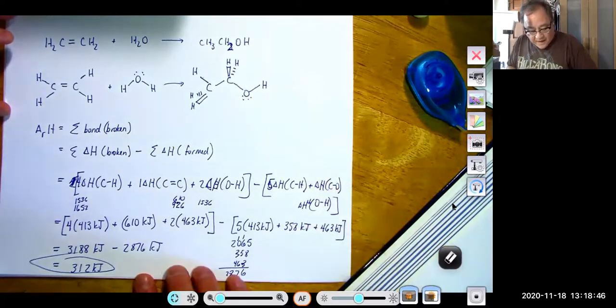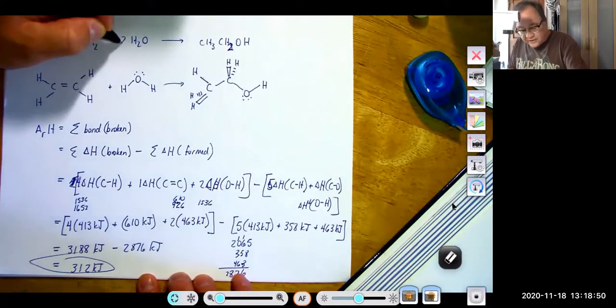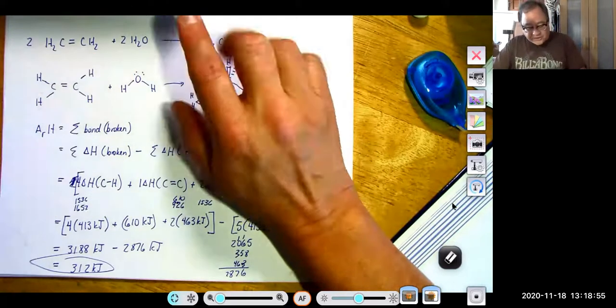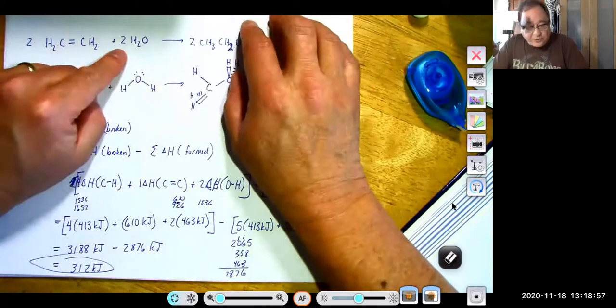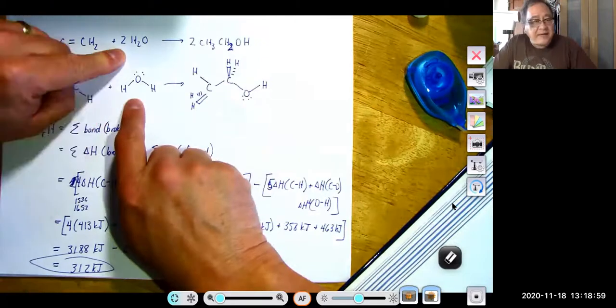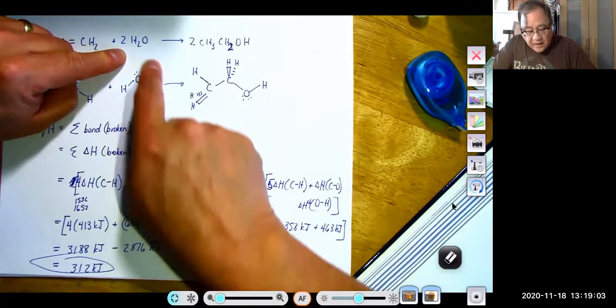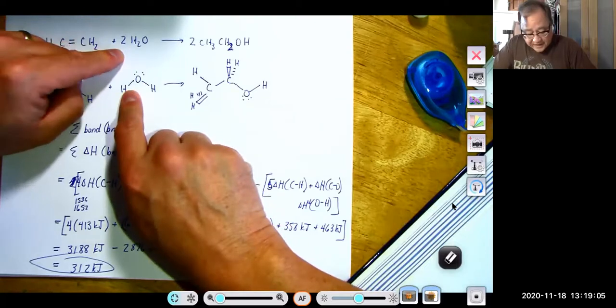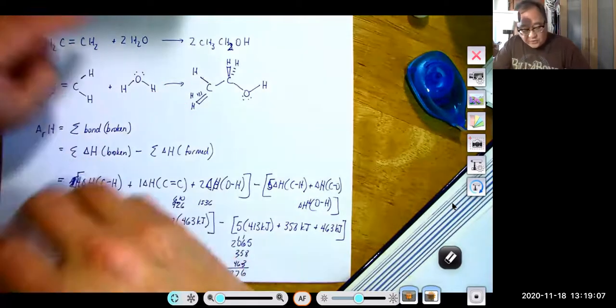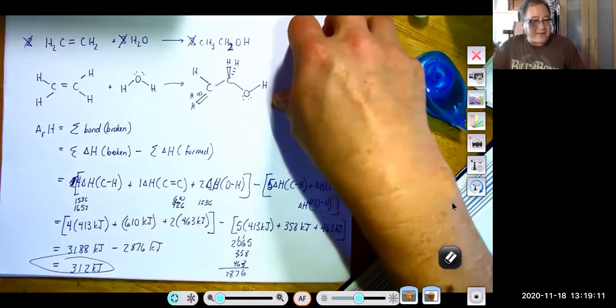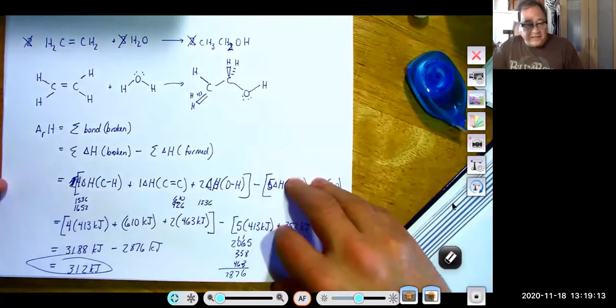Now, what would have happened if this were a 2 here and this were a 2 here and this were a 2 here? Naturally, we're not going to have that. But the question is what if you had a coefficient of 2? How many hydrogen-oxygen bonds would you have? Here we have 2. How many would you have in 2 of these? You'd have 4. So you need to worry about these when the coefficients aren't 1. Is that clear?